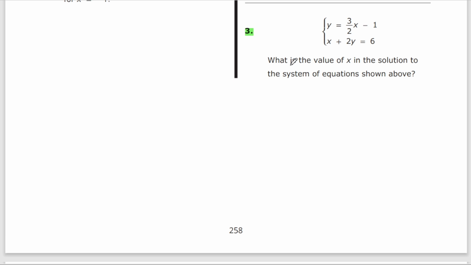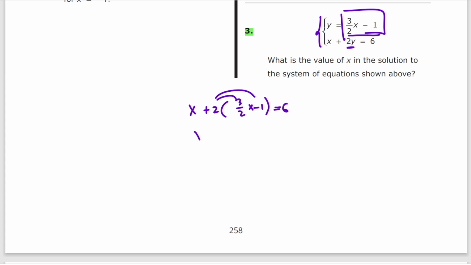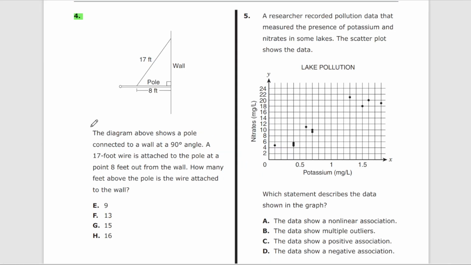Problem number 3, what is the value of x in the solution to the system of equations shown above? And this is the system of linear equations. What I would do, I would plug in y, which is this, for here. So I do have x plus 2 times y, so I would just plug in this box. 3 over 2x minus 1 is equal to 6. When I'm expanding, I need to multiply both terms, so x plus 3x minus 2 is equal to 6, so 4x minus 2 is equal to 6, so 4x is equal to 8, and x is equal to 2. That is my answer.